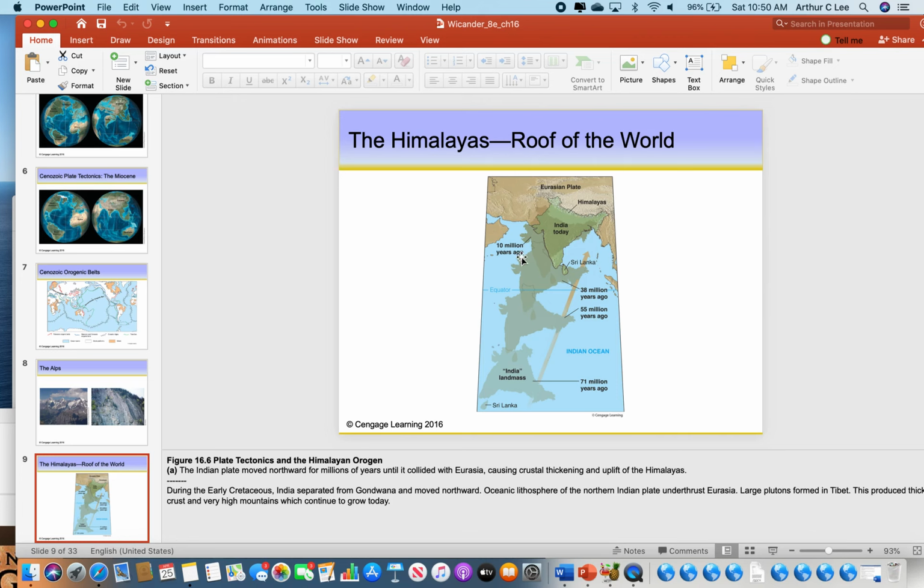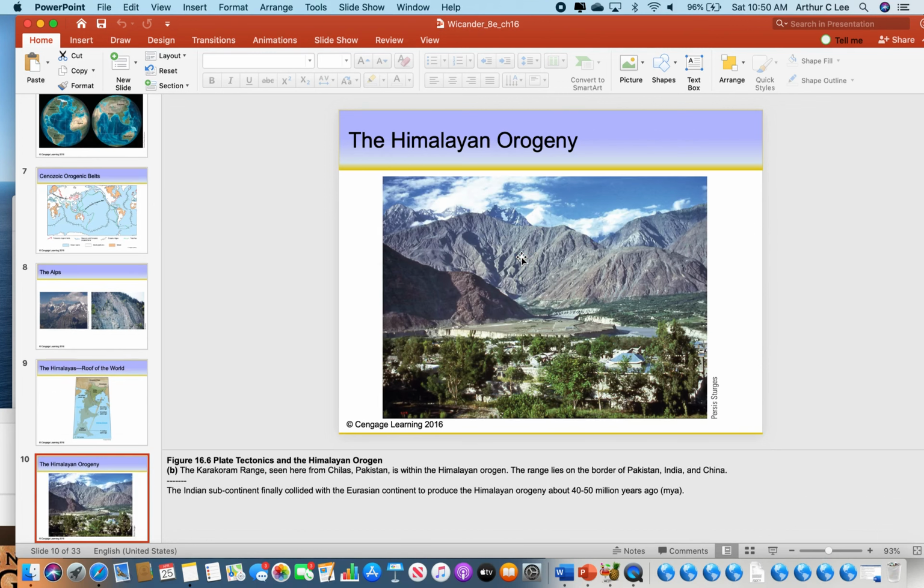Okay, so India, don't forget about India, Cenozoic in age. Appalachians, Paleozoic in age. The Rocky Mountains, Mesozoic in age. This is the beautiful Himalayan mountains, formed by India pushing into Eurasia, starting about 8 million years ago.